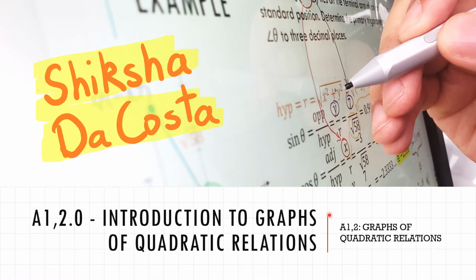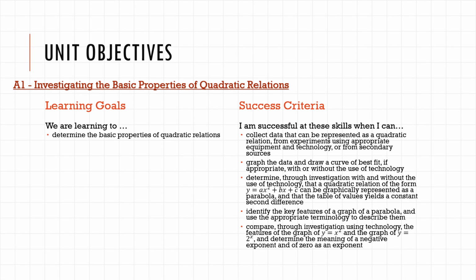Today we're going to start a unit called Graphs of Quadratic Relations. In the first part of this unit, we're going to learn to determine the basic properties of these new relations that are called quadratic. What are those properties of them? And there's a whole bunch of stuff that we're going to do to ascertain those.